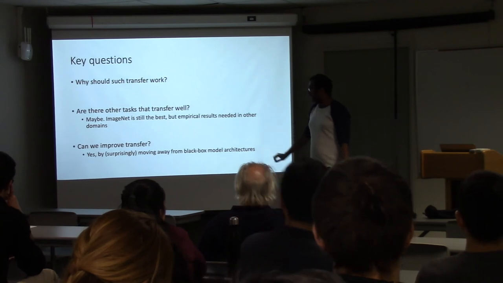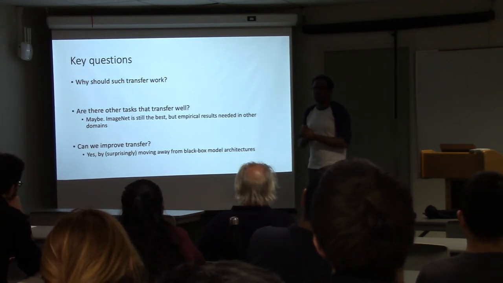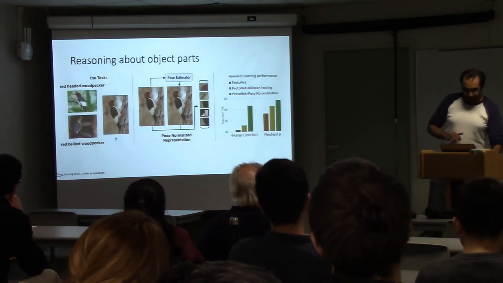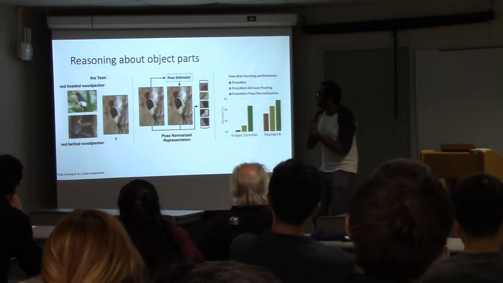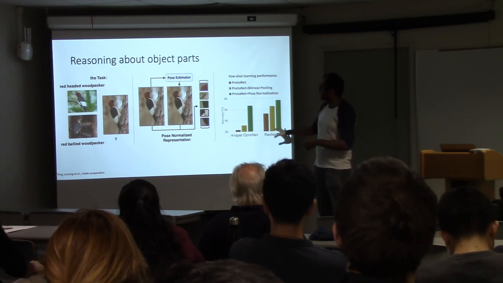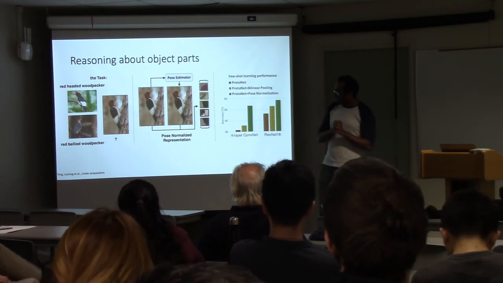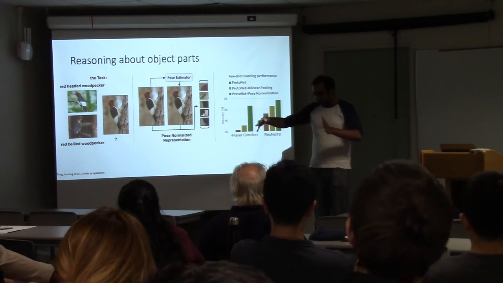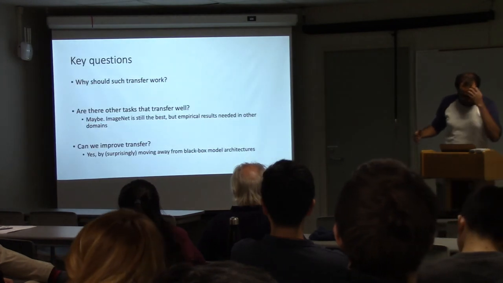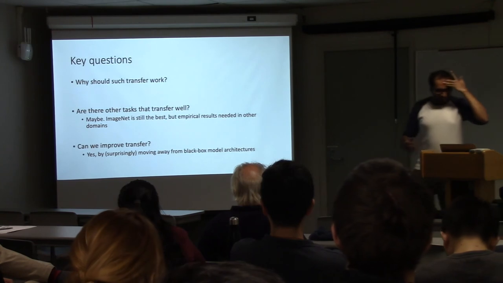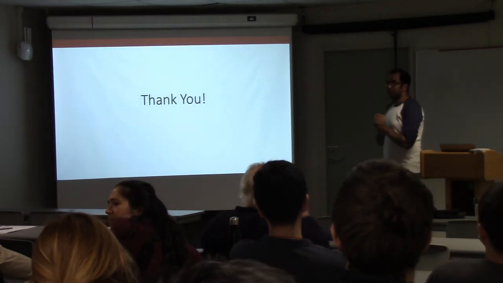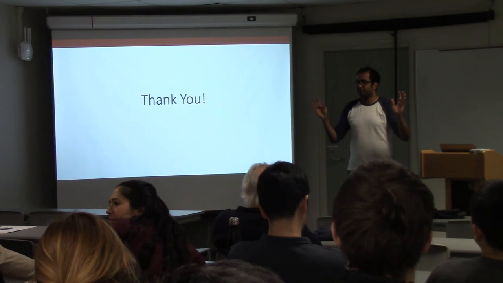We can improve transfer. And surprisingly, the way to do that is by going away from the black box model. Instead of using a black box convolutional network, the best results came from explicitly localizing object parts, which helps with transfer. In this case, we were looking at a word pair classification problem. But in general, going away from black box neural network architectures does improve transfer. So it's not as if this is a property of black box neural networks. I'm going to end here and leave you with the questions, and happy to get them.